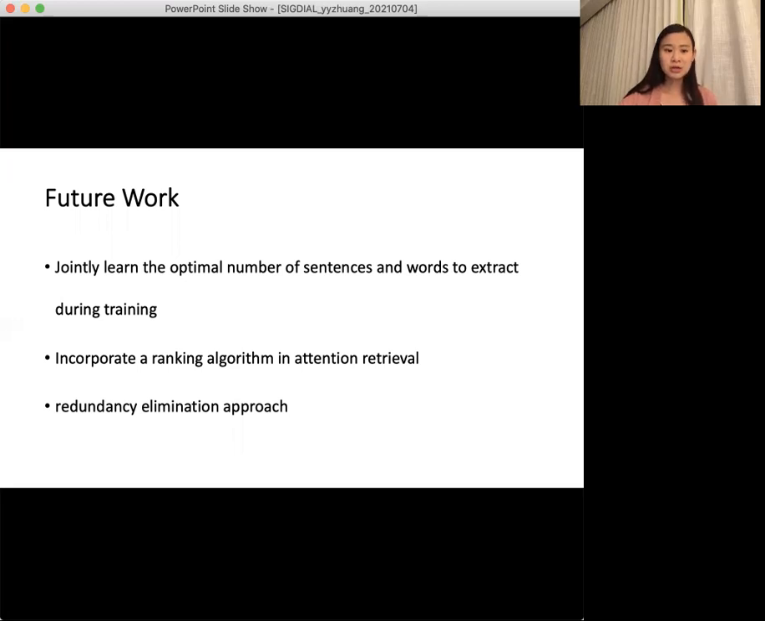Lastly, machine-generated extractive summaries may contain multiple sentences which are similar in meaning. It would also be worthwhile to explore a redundancy elimination approach that takes a machine-generated summary as a rough summary, identifies the semantic similarities between sentences in the summary, and further refines the summary by removing redundant segments.